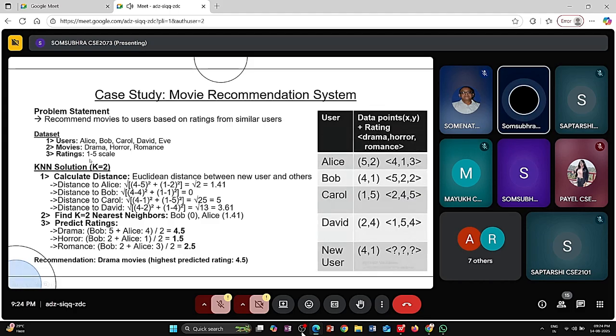So we can see we have chosen the nearest neighbors as 2NN, meaning we have chosen k as 2. So first we calculate the distance to all the users from the new user, and we find that the two nearest neighbors are Bob and Alice. So by using the ratings given by Bob and Alice, we can see that drama is getting a higher recommendation. So we will recommend drama movies to the new user.